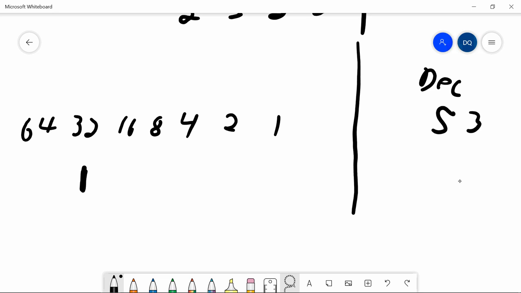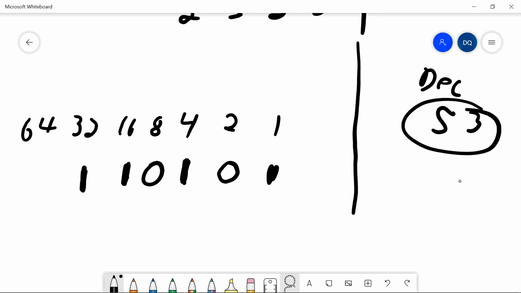53 minus 32 is 21. So I need another 16. 32 plus 16 is all I've accounted for now, which is 48. So I need 5 more. So I don't need an 8, but I need a 4 and one more at least. So what do I have now? I've got 32 plus 16 plus 4. 16 plus 4 is 20. Plus 32 is 52. I need a 53, so that means I don't need a 2, but I need a 1. So the decimal number 53 is the binary number 110101.